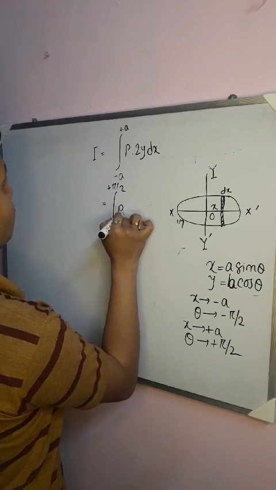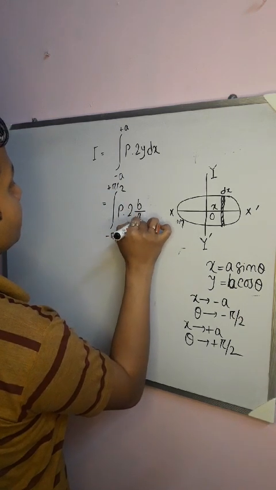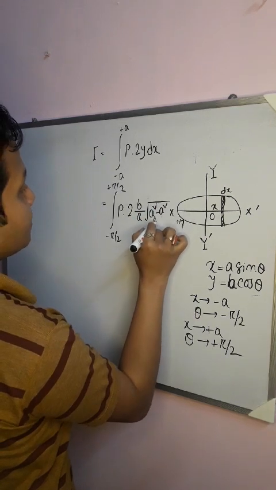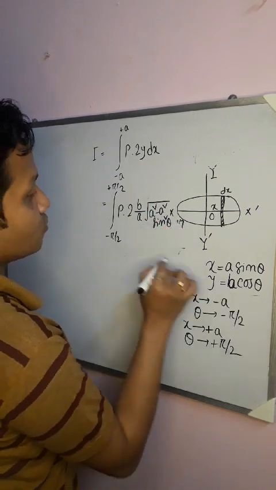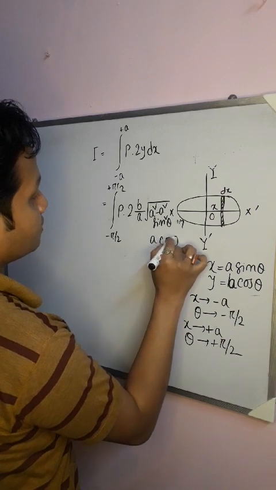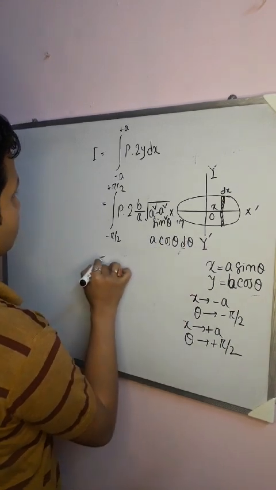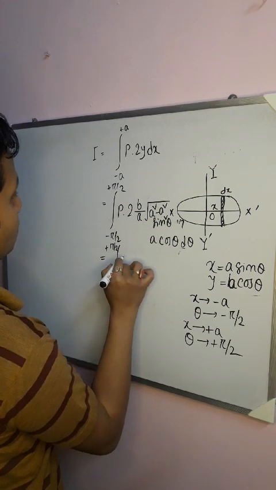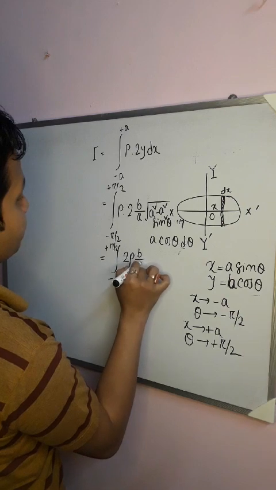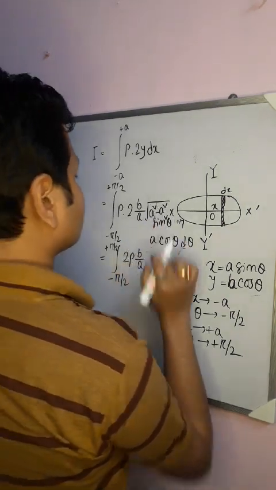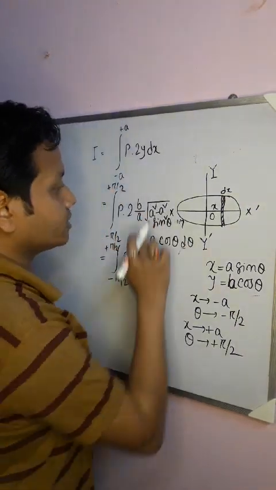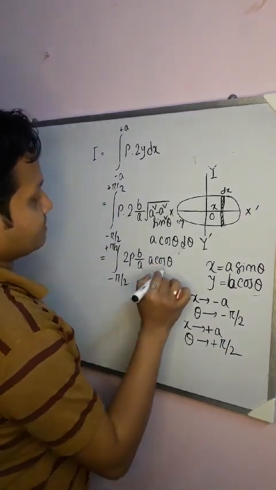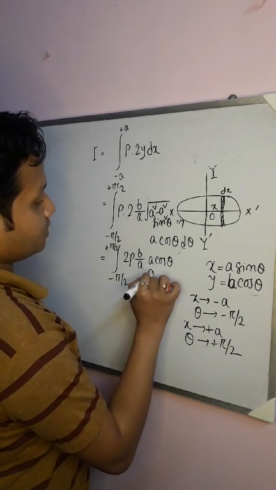This is simply 2 rho b by a into root a square minus a square sine square theta, and dx is what? a cos theta d theta. So simply this is minus pi by 2 to plus pi by 2, 2 rho b by a, root of a square minus a square sine square theta means a square cos square theta, that root is a cos theta. And this is also a cos theta d theta.